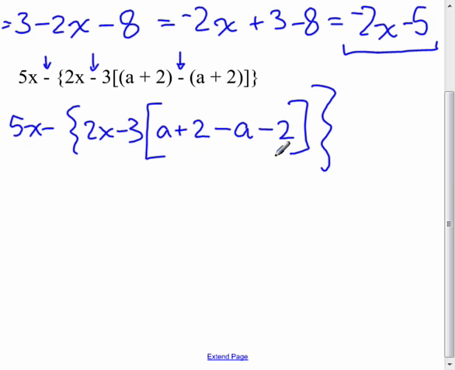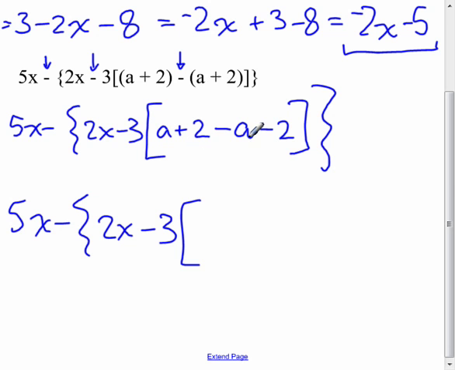I'm feeling not too bad about this. Let's see if I can simplify what's inside there. So I have 5x minus 2x minus 3. Okay, a take away a, that's 0. 2 minus 2 is 0 too. So inside that bracket is a 0. I like those kind of questions.